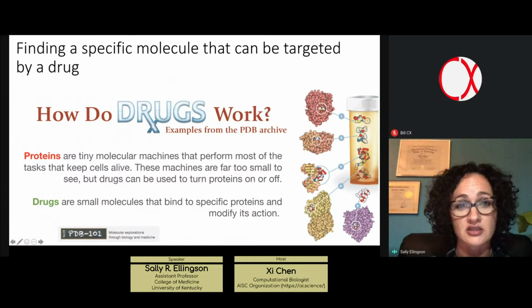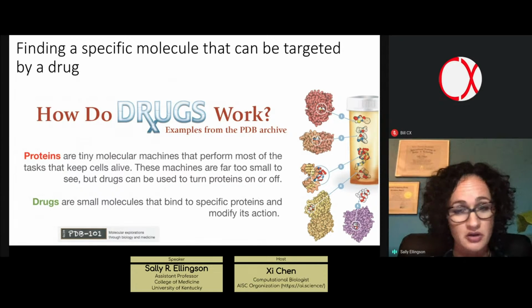And then the next one is to find a specific molecule that can be targeted by a drug. So, proteins are tiny molecular machines that perform most of the tasks that keep cells alive. When there's things that are wrong with these proteins, such as they're more than there should be, or less than they should be, or there's mutations in them, these are often causes of disease. And drugs are tiny small molecules that potentially combine to the proteins and turn them on or off and modify what's happening and causing the disease.